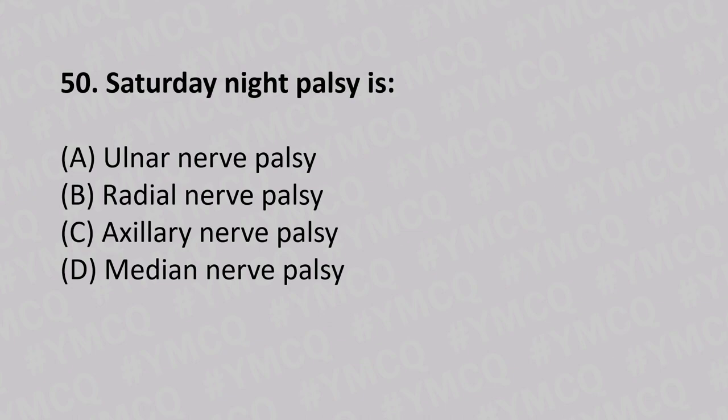Moving to our 50th question, Saturday night palsy is option A, ulnar nerve palsy. Option B, radial nerve palsy. Option C, axillary nerve palsy. Option D, median nerve palsy. And the answer is option B, radial nerve palsy.